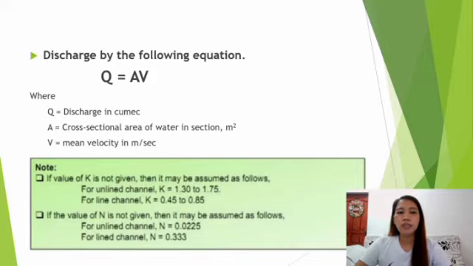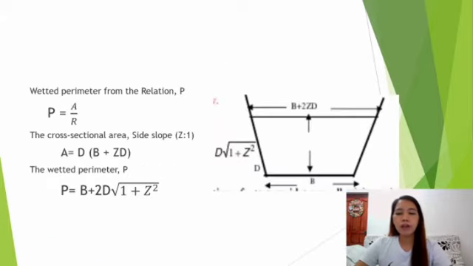If the value of N is not given, it may be assumed as follows. For unlined channel, N is 0.0225. For lined channel, it's 0.333. And other given formulas on a trapezoidal section: the wetted perimeter from the relation P equals A over R, and the cross-sectional area with side slope Z to 1. This is the formula that we have, and also the wetted perimeter P for the trapezoidal section.